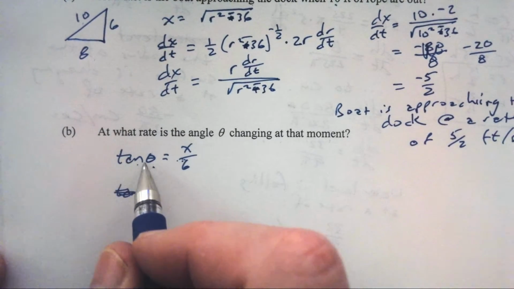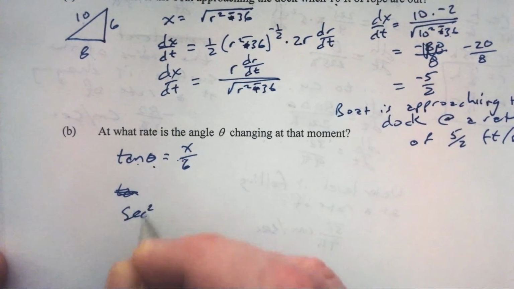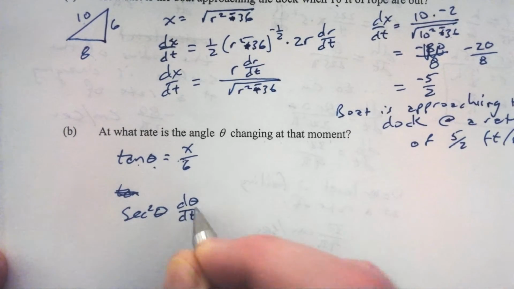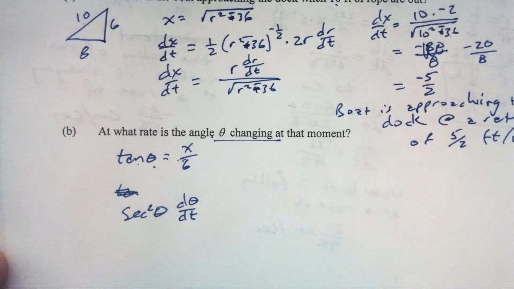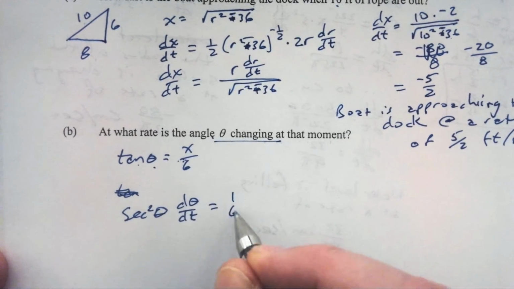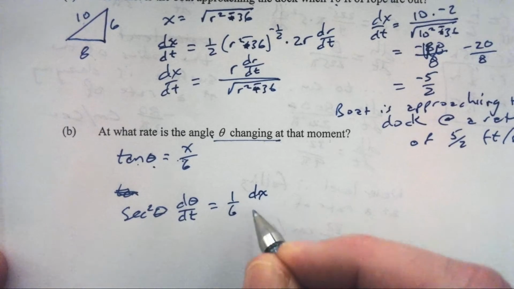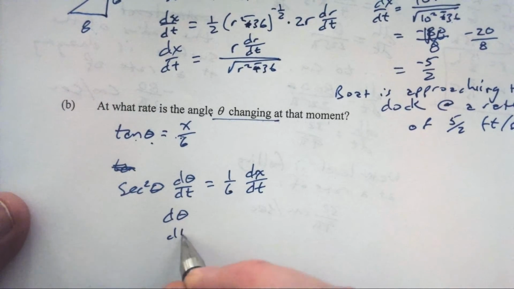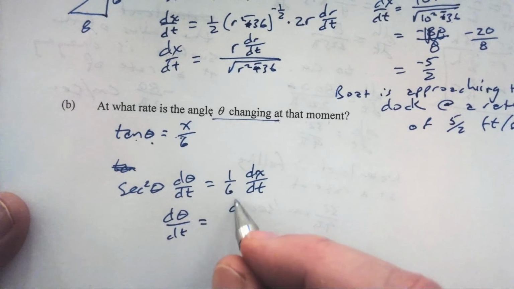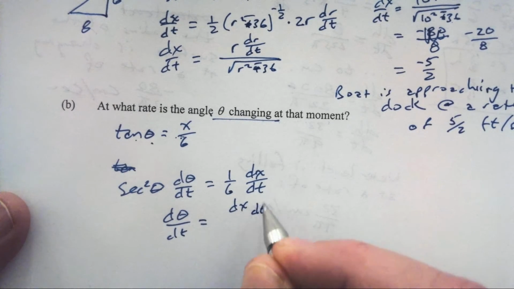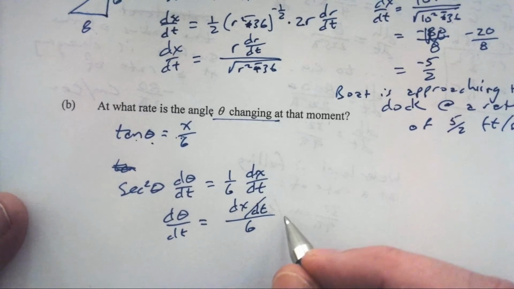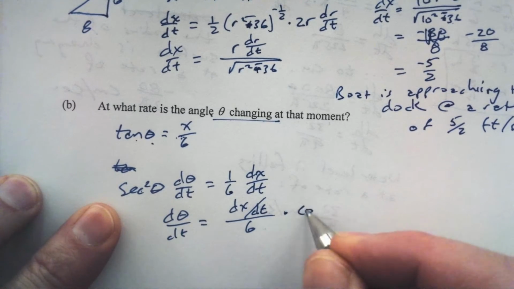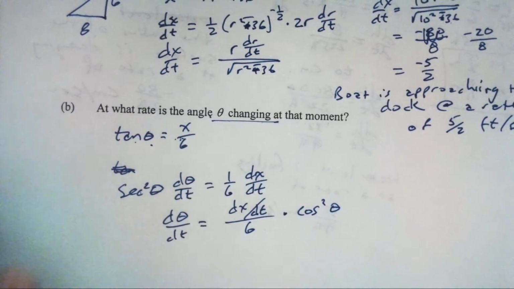So I'm going to take the derivative right now. That is secant squared theta, d theta dt, that's what I'm looking for. How fast is theta changing? Equals 1/6 dx dt, or d theta dt equals dx dt on 6, either divided by secant squared down with the 6, or maybe just times cosine squared of theta.